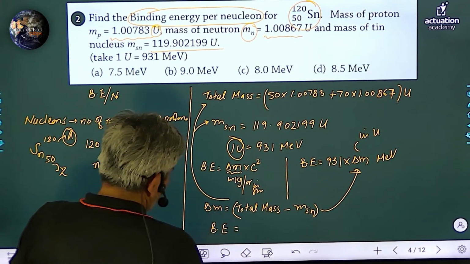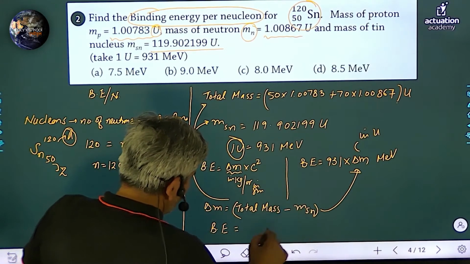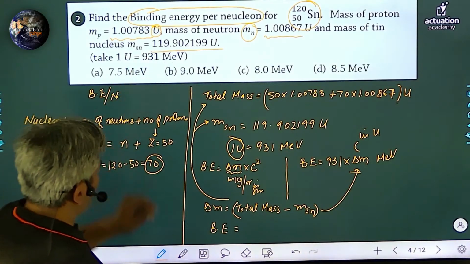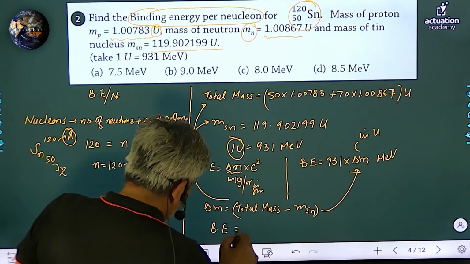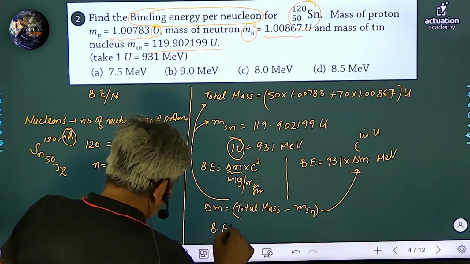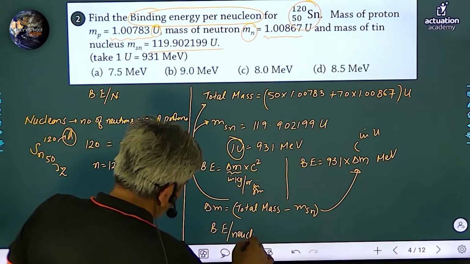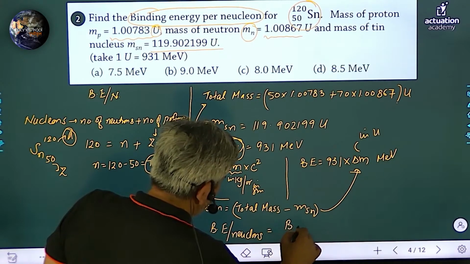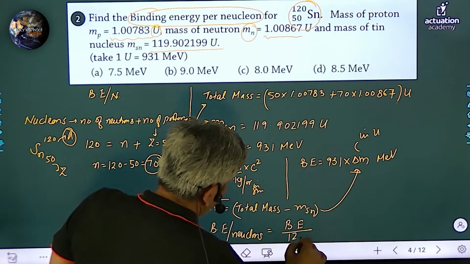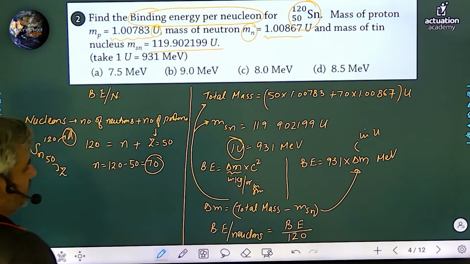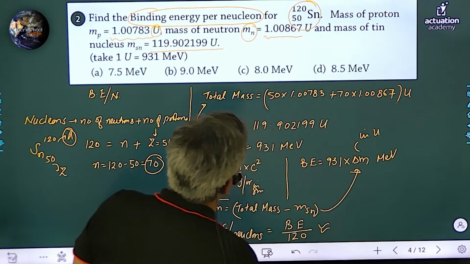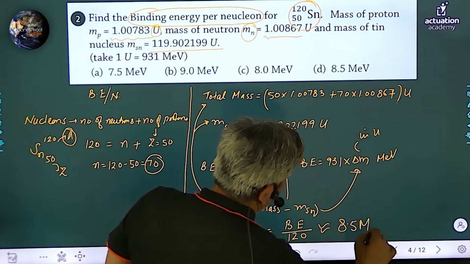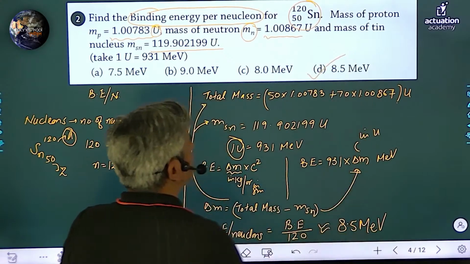This is the mass difference, but we need to calculate the binding energy per nucleon. So let me write down binding energy per nucleon here, which is the total binding energy divided by the number of nucleons. The number of nucleons is 120, and once we do all these calculations, we'll get the answer, 8.5 mega electron volt. So D is the right option here.